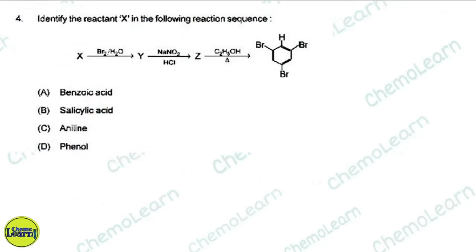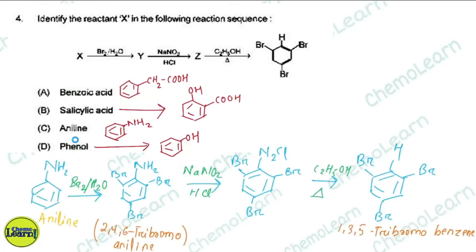So, the next question is, identify the reactant X in the following reaction sequence. So, you are given a series of reactions and we have to find out X. Okay. So, the options are benzoic acid, salicylic acid, aniline and phenol. If you draw the structures of all these compounds, then this is our benzoic acid, this is salicylic acid, and this is our aniline and phenol. Okay. So, the correct option will be aniline, right. If you treat aniline with different types of reagents, then you can ultimately get 1,3,5-tribromobenzene. So, the right option will be aniline, C.